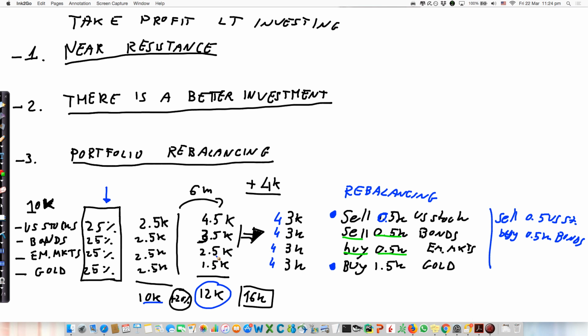Here you have 2.5, so what do you do? Well, you have to buy 1.5K of emerging markets. And here you have 1.5, so to reach 4, you have to buy 2.5. Buy 2.5K of emerging market. So as you can see, we have to buy 2.5 plus 1.5, that is 4, 4.5, and we sell 0.5. So in total we are buying 4K more. That is exactly what we put in.